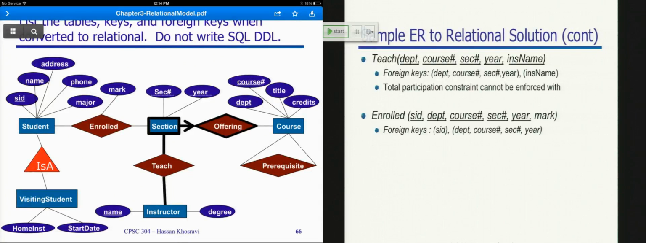Enrolled. Now we're going to keep information about students. So SID of a person, and information about the offering, department, course number, section number, and year. And also the mark. So mark is an attribute of enroll. We're going to have foreign key constraints to make sure the student exists, and also the offering exists.